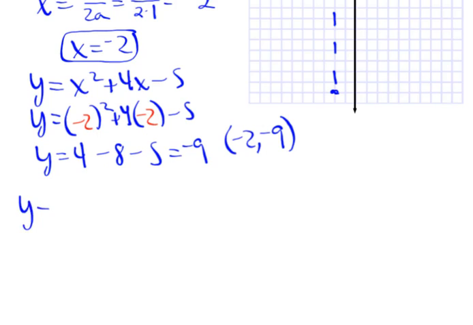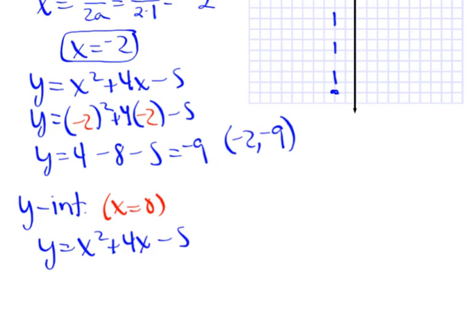Let's start with the y-intercept because it's usually a little bit easier. The y-intercept we know is when x equals 0. So let's take our equation, y equals x squared plus 4x minus 5, and plug in a 0 for x. Well, that's going to give us 0 squared is 0, plus 4 times 0 is 0, minus 5 is negative 5. So our y-intercept is negative 5. So I can go ahead and add that to my graph. 1, 2, 3, 4, 5.